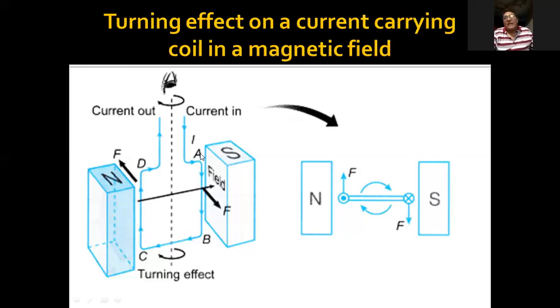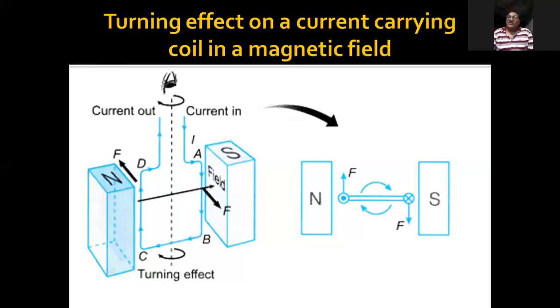And the name of the rectangular coil is A, B, C, D. The current is entering from here, flowing from A to B, from B to C, from C to D, and goes back. And you know, I'm interested in the side AB and the side CD. Why am I interested in the side AB? Because it's a current carrying conductor which is perpendicular to the magnetic field.